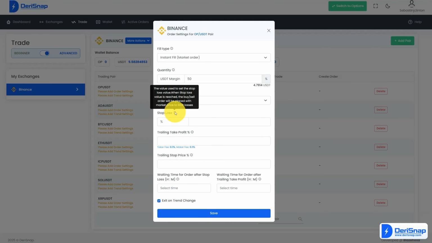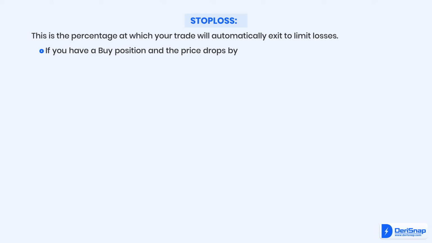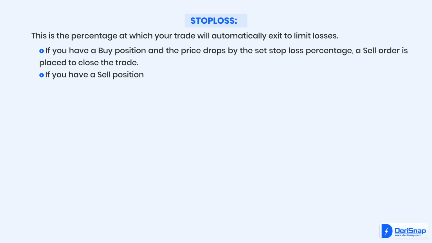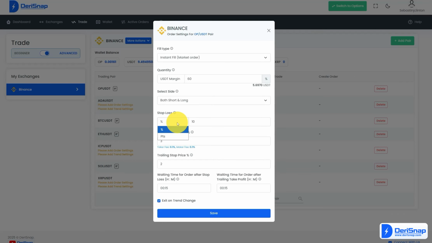Stop loss. This is the percentage at which your trade will automatically exit to limit losses. If you have a buy position and the price drops by the set stop loss percentage, a sell order is placed to close the trade. If you have a sell position and the price rises by that percentage, a buy order is placed to exit the position. In Derisnap, you can configure your stop loss in two formats.